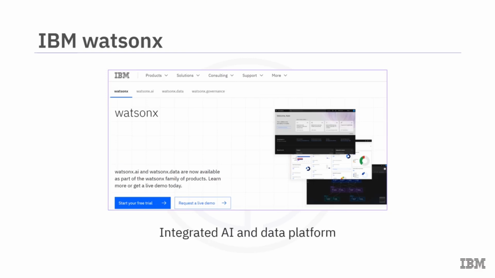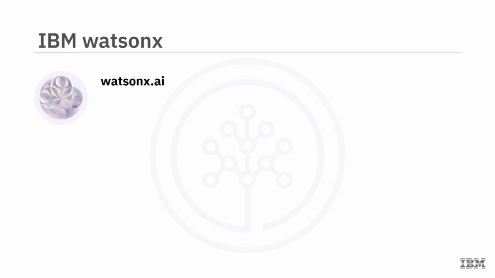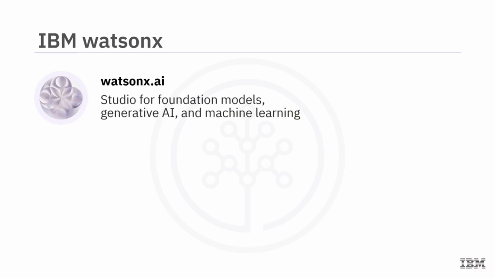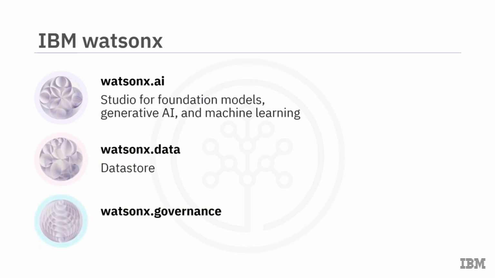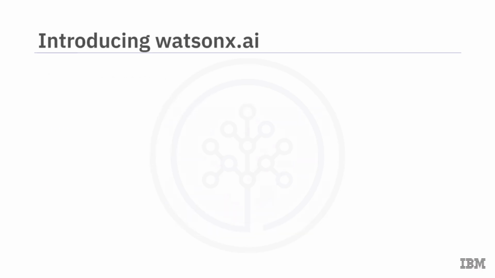IBM Watsonx is an integrated AI and data platform for AI builders. The Watsonx platform comprises three products. The first product is Watsonx.ai, a studio for new foundation models, generative AI, and machine learning. The second product is Watsonx.data, which is a data store. And the third product is Watsonx.governance, which is a toolkit for monitoring and governance. In this video, we'll focus on Watsonx.ai.